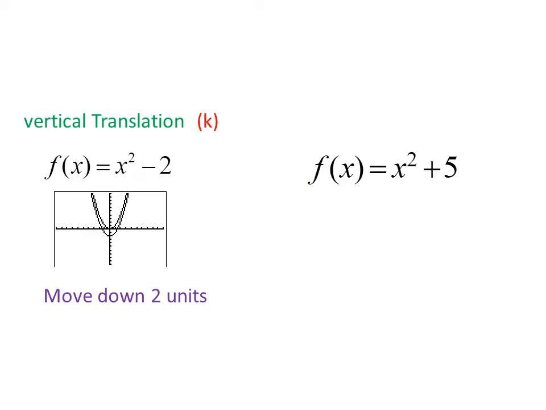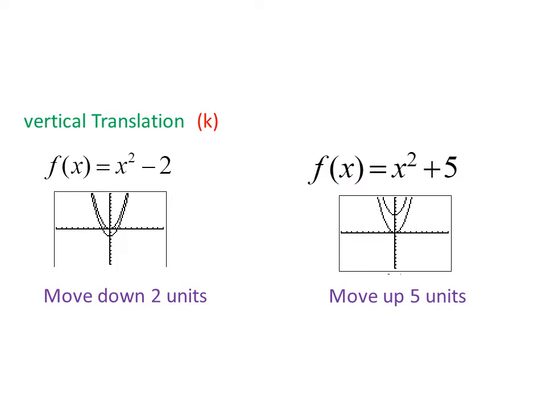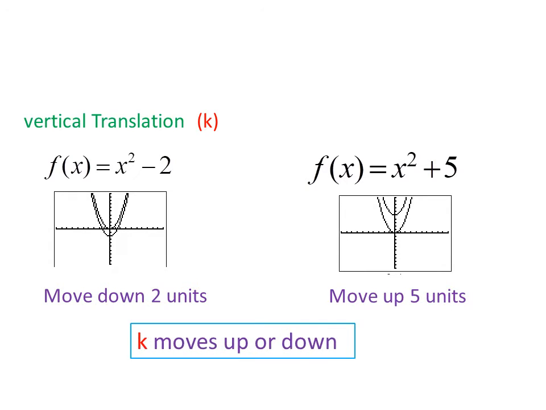And here, instead of having a minus 2, we've got plus 5. Well, that means we need to move it up 5 units, right? That's a translation of moving the entire graph up 5 units. So k moves us up or down.